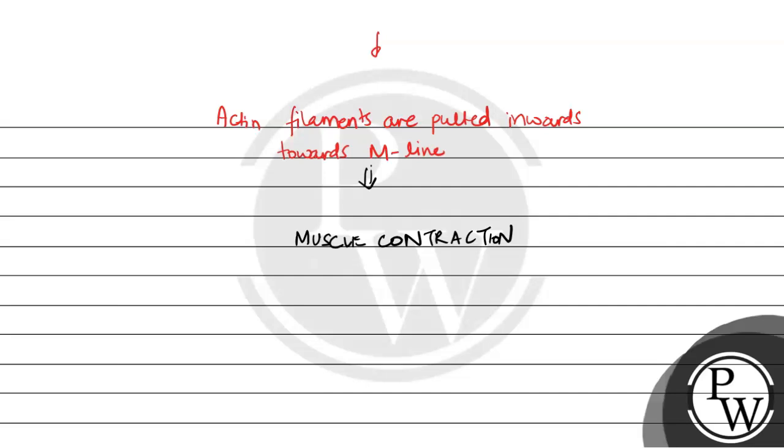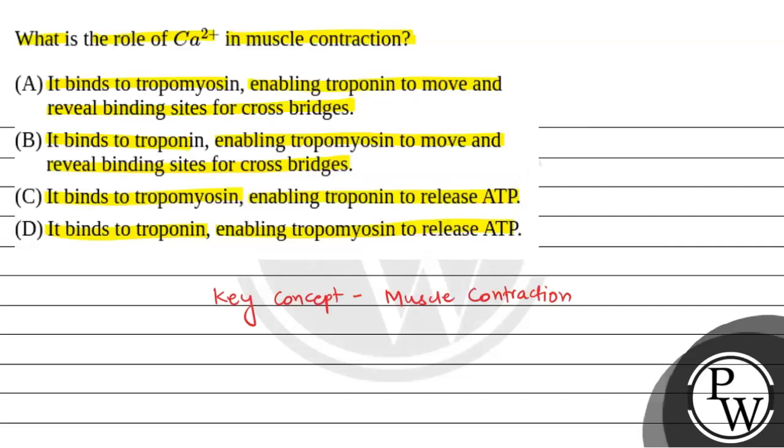So coming back to the question, में पूछा है कि रोल ऑफ कैल्शियम आयंस इन मसल कॉन्ट्रैक्शन क्या है. तो सबसे पहला ऑप्शन दिया हुआ है, इट बाइंड्स टू दी ट्रोपोमायोसिन. इट इज रॉन्ग, it doesn't bind to the tropomyosin enabling the troponin to move.